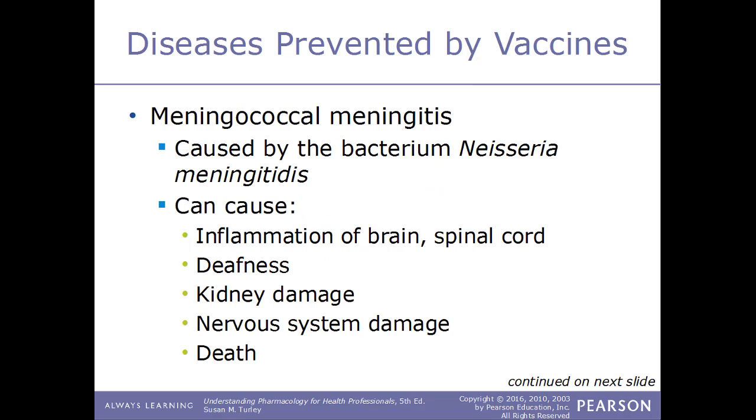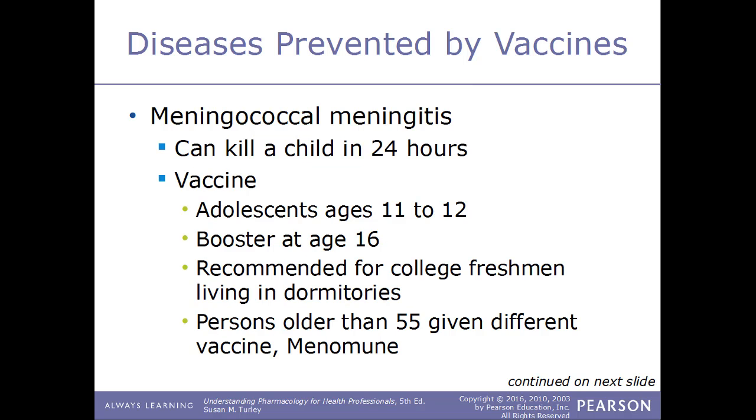Another example of a disease that's been prevented by a vaccine: meningococcal meningitis. This is caused by the bacterium Neisseria meningitidis. This can cause inflammation of the brain and of the spinal cord. It can lead to deafness, kidney damage, nervous system damage, and eventually death. Now, this can even kill a child in less than 24 hours.